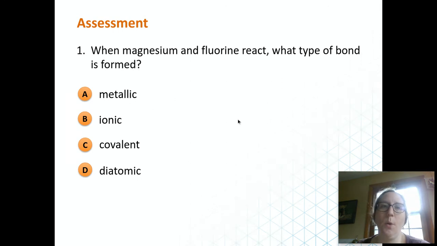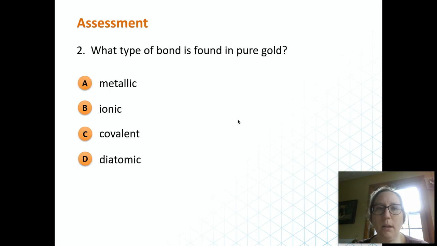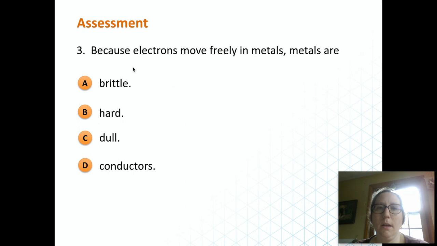So the question is, when magnesium and fluoride react, what type of bond is formed? Okay, we haven't actually talked about this, but the correct answer is ionic. We will talk much more about this next chapter. What type of bond is found in pure gold? Since it's only bonding with itself, it is a metallic bond. Because electrons move freely in metals, metals are conductors. Remember how I talked about metallic bonds in the sea of electrons? Much more on that next chapter.